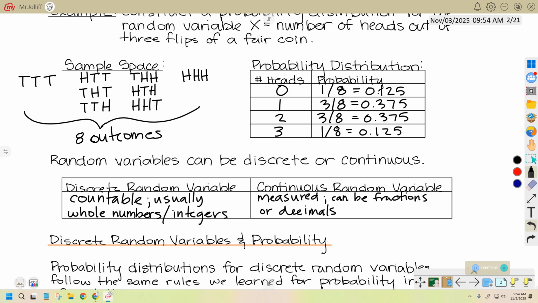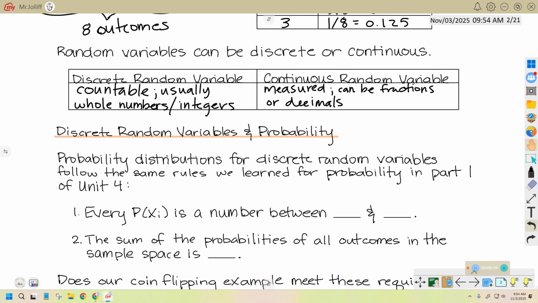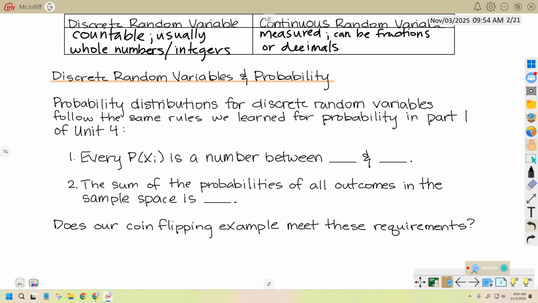We're going to start with discrete random variables in this unit, and then in our next unit, we'll start looking at continuous random variables. So for the rest of Unit 4, we're focused on this first box, discrete random variables. The first thing that we should know about discrete random variables and their distributions is that probability distributions for a discrete random variable follow the same rules that any probability follows that we saw in the first half of Unit 4. So there are 2 things we know about probabilities.